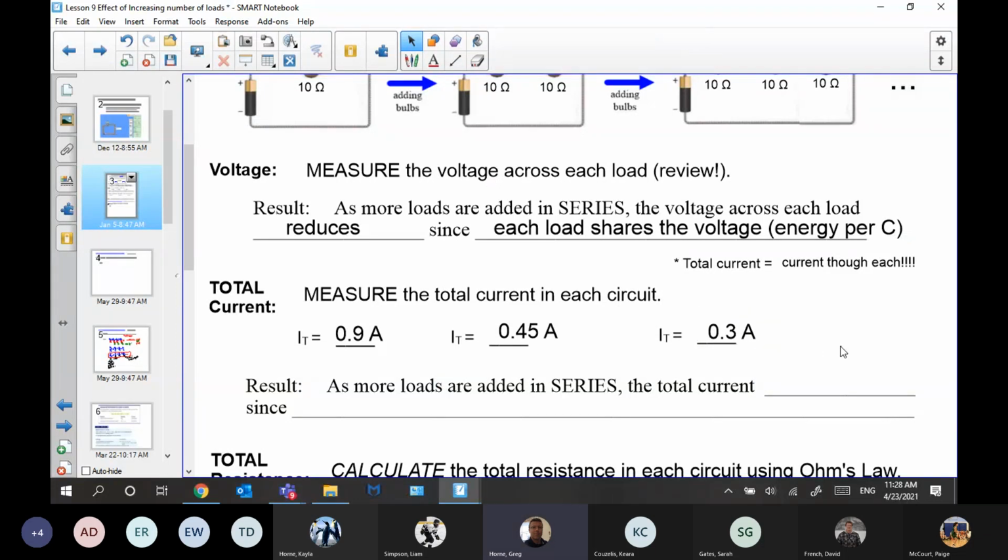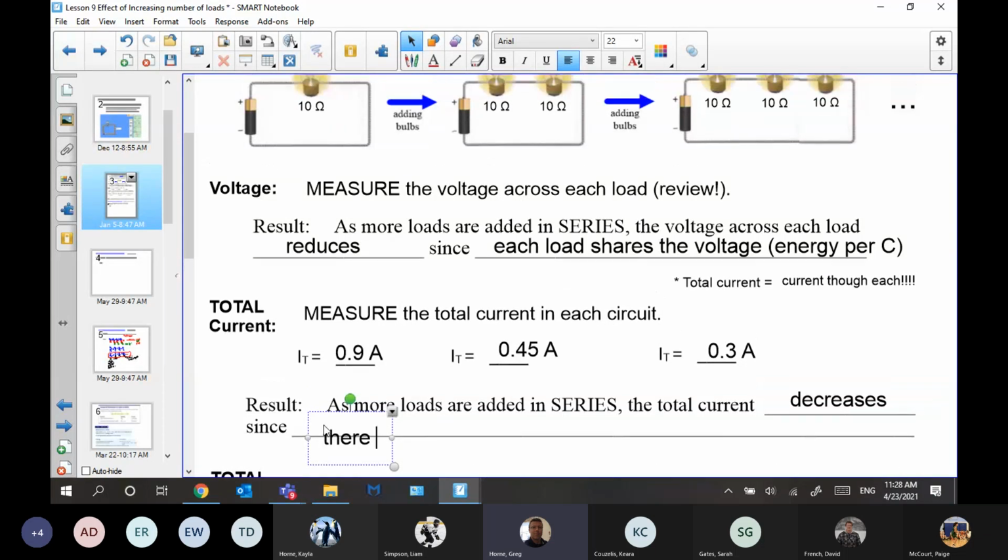So we've got results for the amount of current. And so as more loads are added in series, the total current, what do we see? Well, it's getting less, so it decreases. And what's the reason for that? It's being shared as well. Well, I have trouble with the wording of that, but there's less and less current flowing.